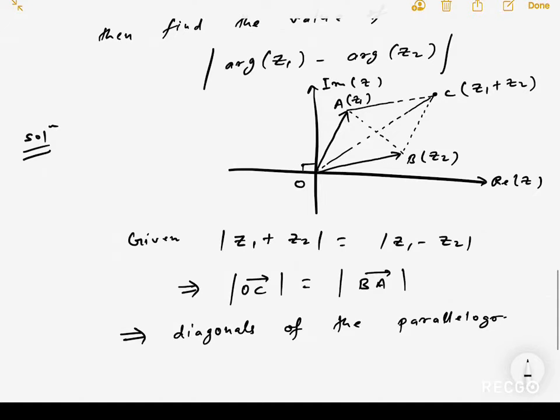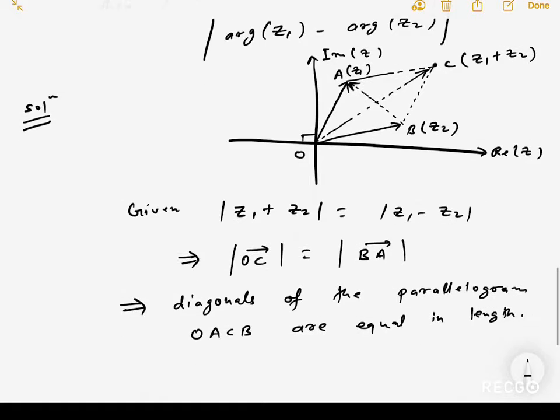are equal in length. Now a parallelogram whose diagonals are equal in length can be either a rectangle or a square. In both cases, the angle between their sides is equal to 90 degrees, right? So the angle between the adjacent sides of a rectangle is 90 degrees, and the angle between adjacent sides of a square is also 90 degrees. So in this case, we have to find the modulus of argument of Z1 minus argument of Z2.